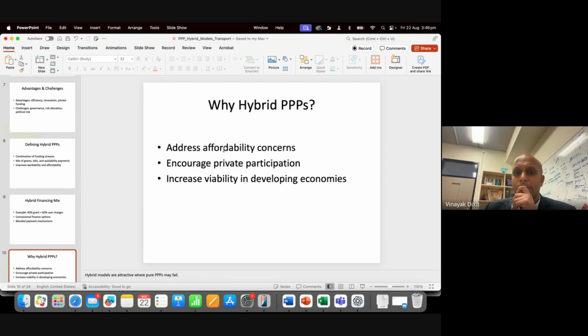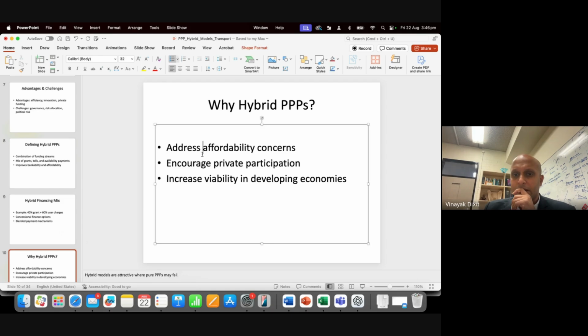So again, why hybrid PPPs? Addressing affordability concerns, encourages private participation because, why does it encourage? Because it reduces the risks. The private participation is increased because it reduces the risks. And it increases the viability in developing economies, particularly in developing economies. If it's a developed economy, like say Australia, some of the European countries or Japan, there is a lot of history and expectation around sovereign that the sovereign risk is low.